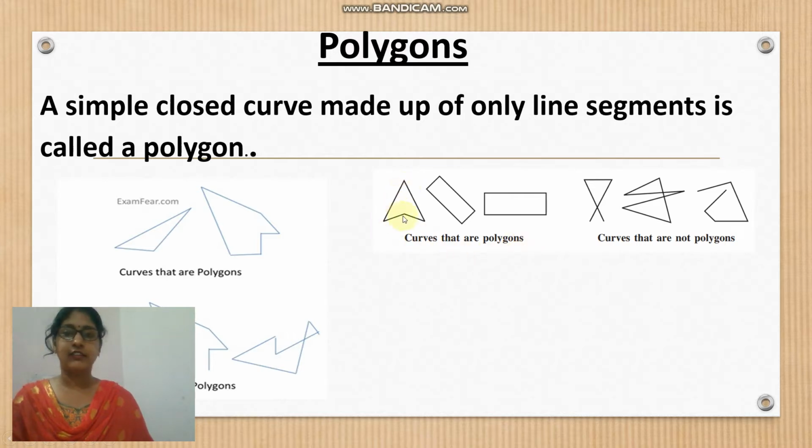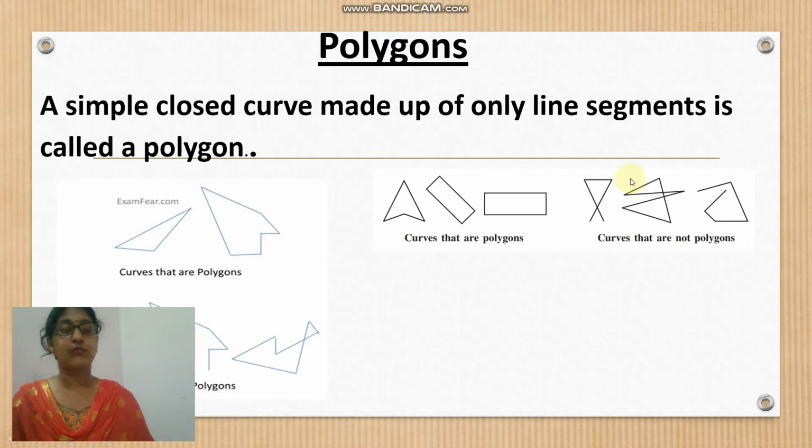This figure is a simple closed curve because its starting point and end point meet each other, and it is made entirely by straight lines, so it is said to be a polygon. Similarly, this figure has four sides and is entirely made by line segments, so it is also a polygon. But this figure is closed, yet it is not a simple curve because it intersects itself, so it is not a polygon.